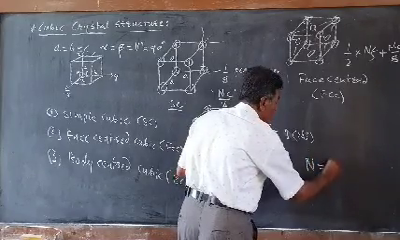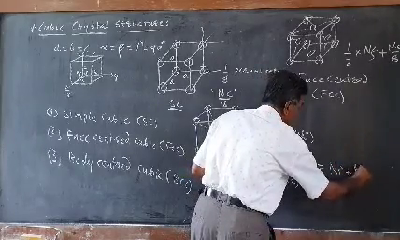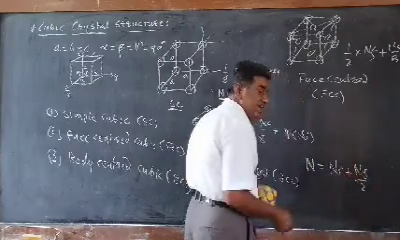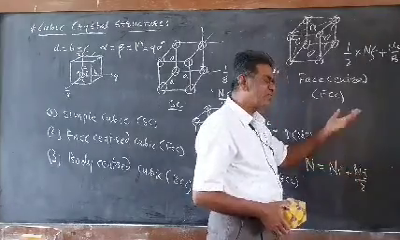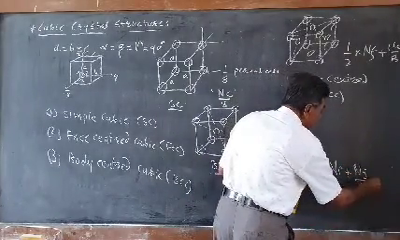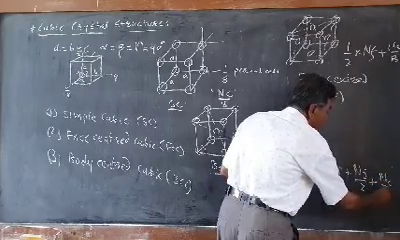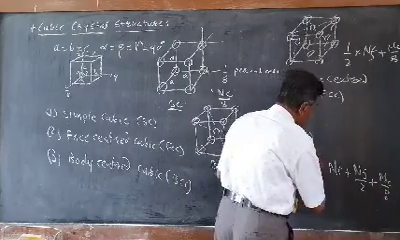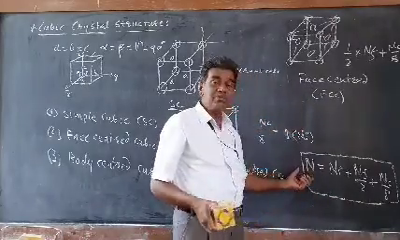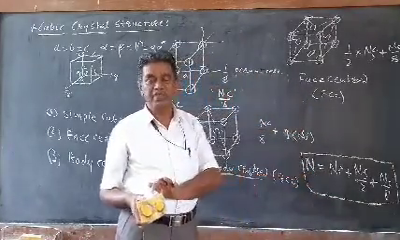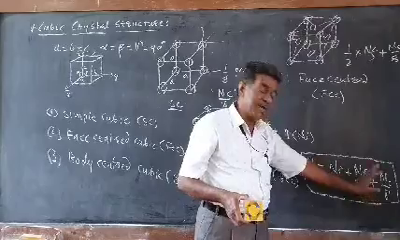N is nothing but the total number of interior atoms, Ni, plus the number of face centered atoms, Nf, divided by 2, because each face centered atom is shared by two neighboring unit cells, so the contribution is half. Lastly, the number of corner atoms, Nc, divided by 8, because a corner atom is shared by 8 neighboring unit cells. So this formula gives the number of atoms per unit cell in case of cubic crystal structures: N equals Ni plus Nf by 2 plus Nc divided by 8.